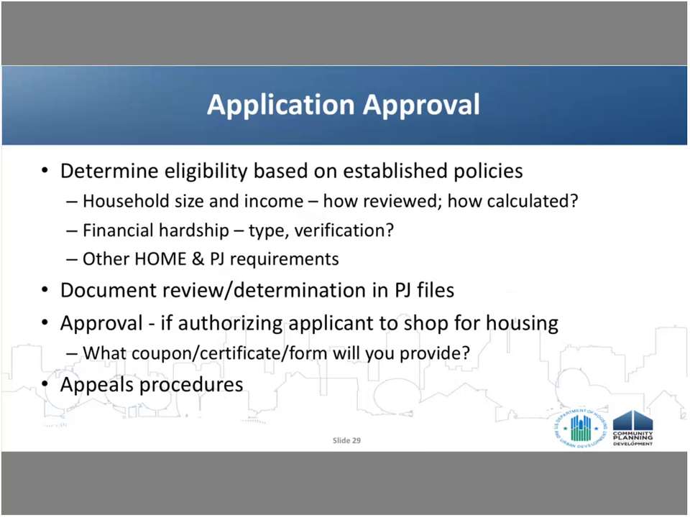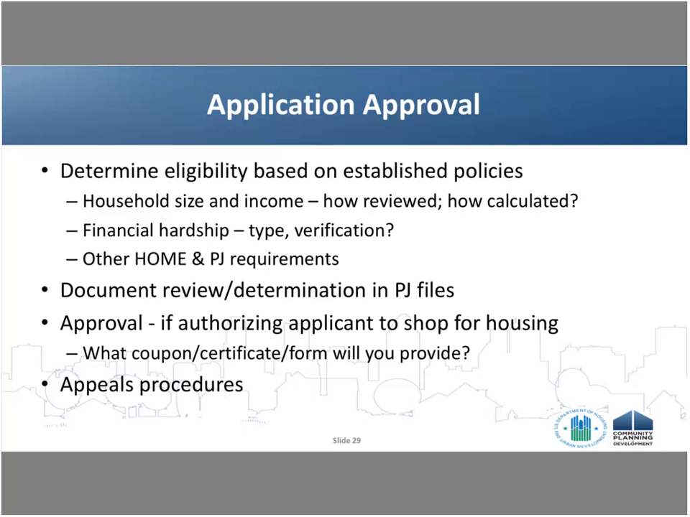Let's move to the application approval step. What we're talking about is determining that a family is eligible in compliance with the program rules and the policies that you've established. So how will you review household size and income? With the source documentation waiver, staff may not have the usual documents to review, but the application nonetheless needs careful review to determine that the information that the applicants provided is complete, and then to calculate their income eligibility.